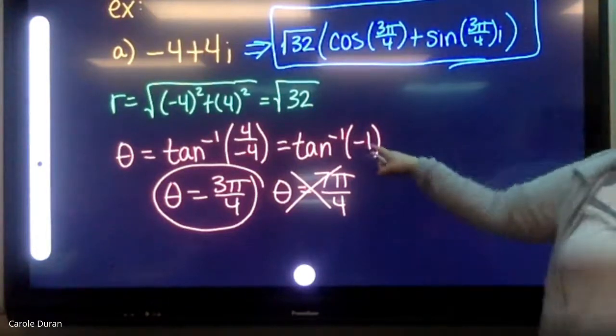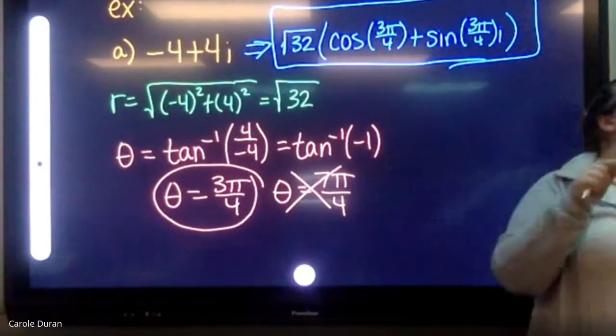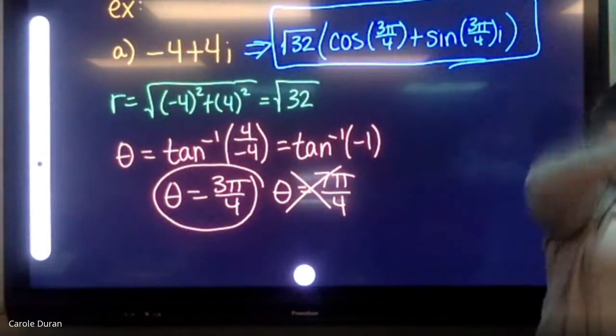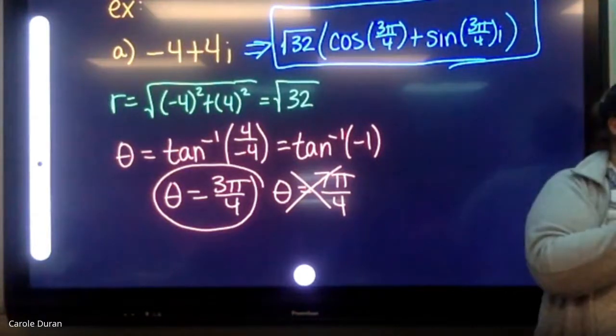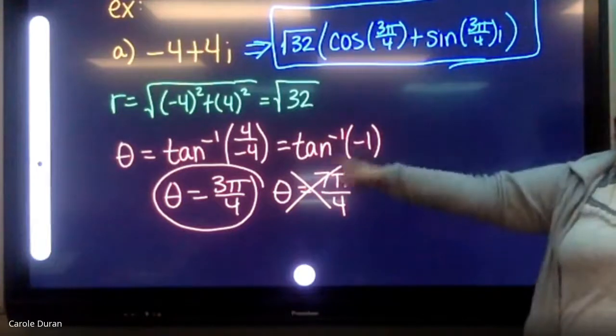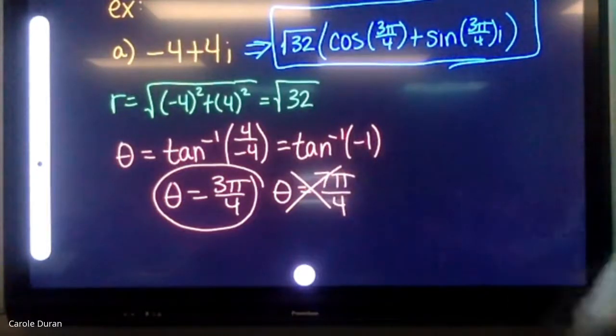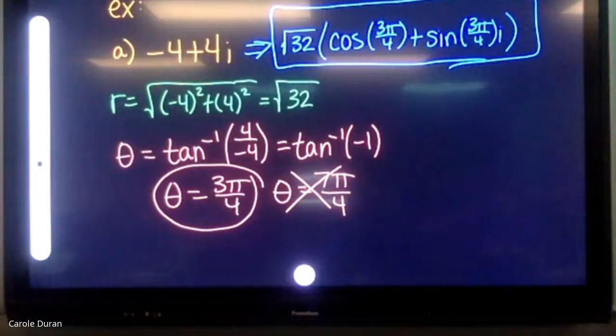I went to -1 on the back of your unit circle, the tangent column, and followed it down until I found -1. I found it in two places: at 3 pi over 4 and at 7 pi over 4. Okay, do you remember when we did that with trig inverses before? Same idea.